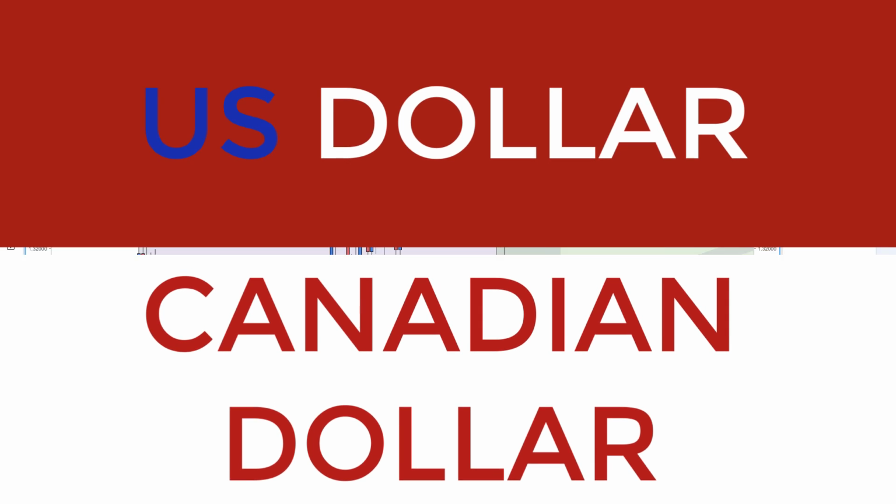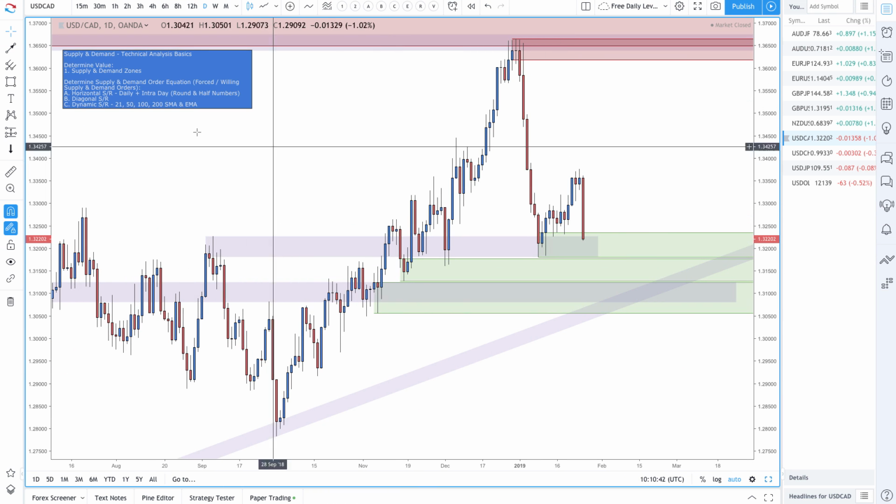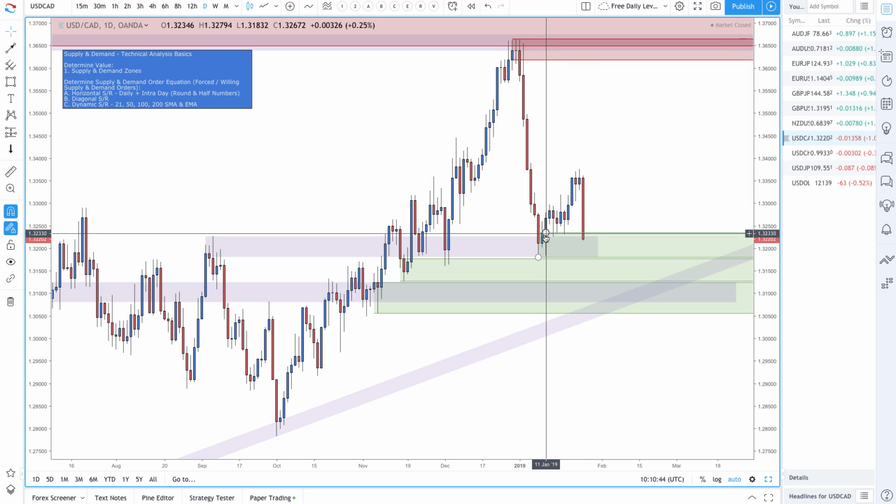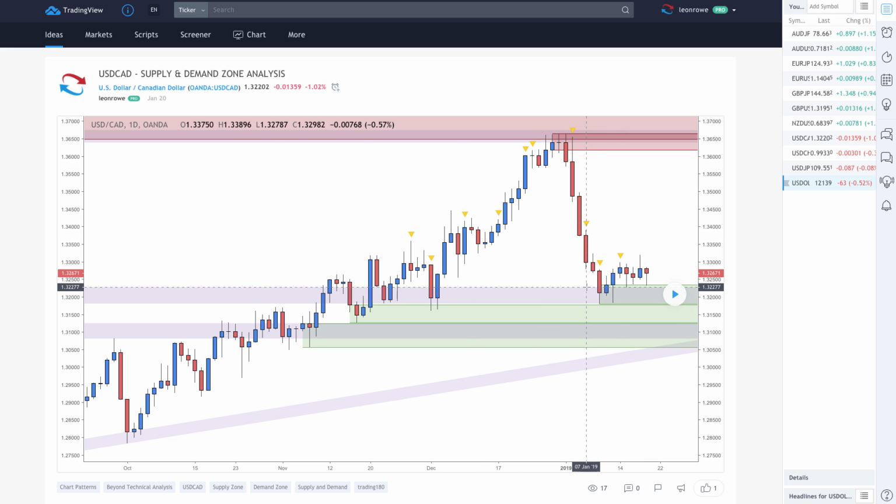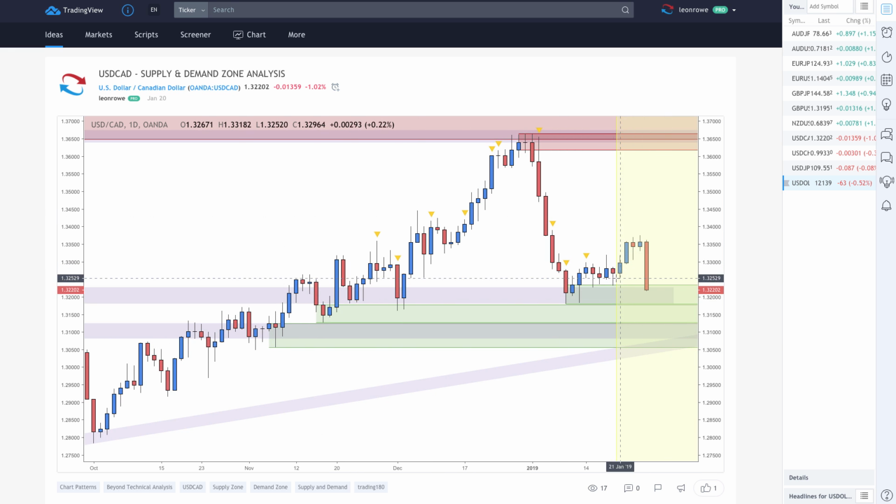Dollar CAD. Now dollar CAD, we did bounce off of this last week. Let's go to the dollar CAD. So this is last week's candle formations, and where we had reacted from. We made a move higher, and then a bit of a move down.